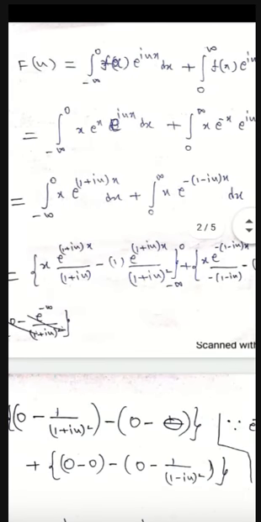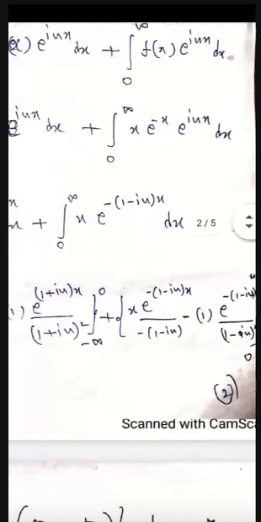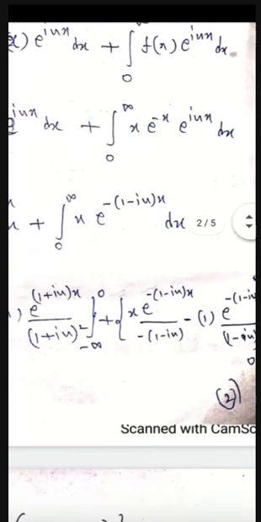The bases are the same, the exponential e, so powers will be added. e power x plus iux. Take out x as a common factor: e power 1 plus iu times x. On the right side here also, x as it is. You can take out minus x from the power of e, so that minus of 1 minus iu times x dx there.